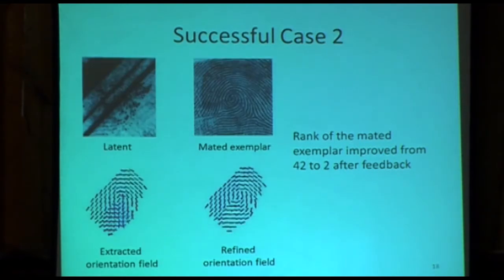Another case right here. Look at this region again. Not a very good initially extracted orientation field, but if you refine it using feedback, you get it very close to the ground truth. So for this latent, initially the true mated exemplar was retrieved at rank 42. Now we are able to retrieve it at rank 2. So this clearly shows that the paradigm works.